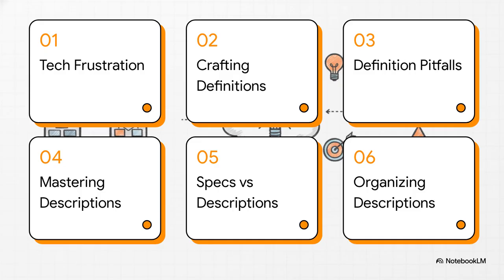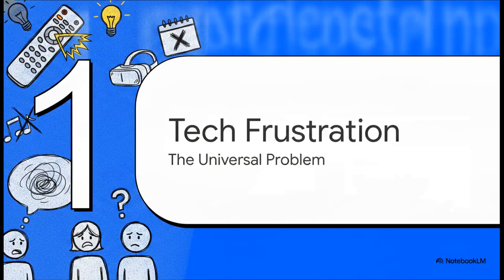To solve this exact universal mystery of bad instructions, we're going to follow a quick 6-part framework today. First, the universal tech frustration. Then, crafting technical definitions, followed by 3 major definition pitfalls. After that, we'll hit mastering technical descriptions, discover why specs are not descriptions, and finally, organizing your tech descriptions. Okay, let's start with part 1, the universal tech frustration.